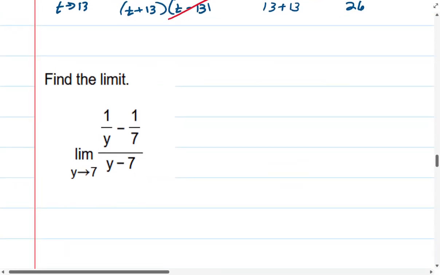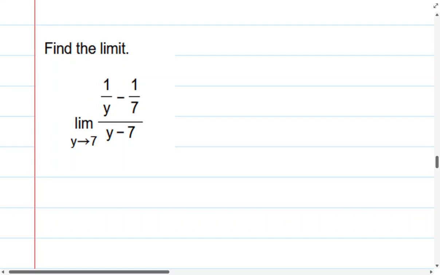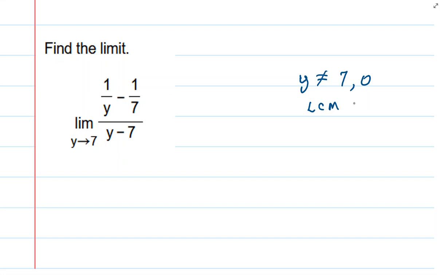All right. We're finding the limit here as y approaches 7. Well, y cannot equal 7 because then I have a 0 in the denominator. So I've got an issue here where y cannot equal 7. It cannot equal 0 also because it's in the denominator in that bottom. Okay, so let's look for the LCM. What is my LCM? Right? And we're going to multiply the top and the bottom by 7y.